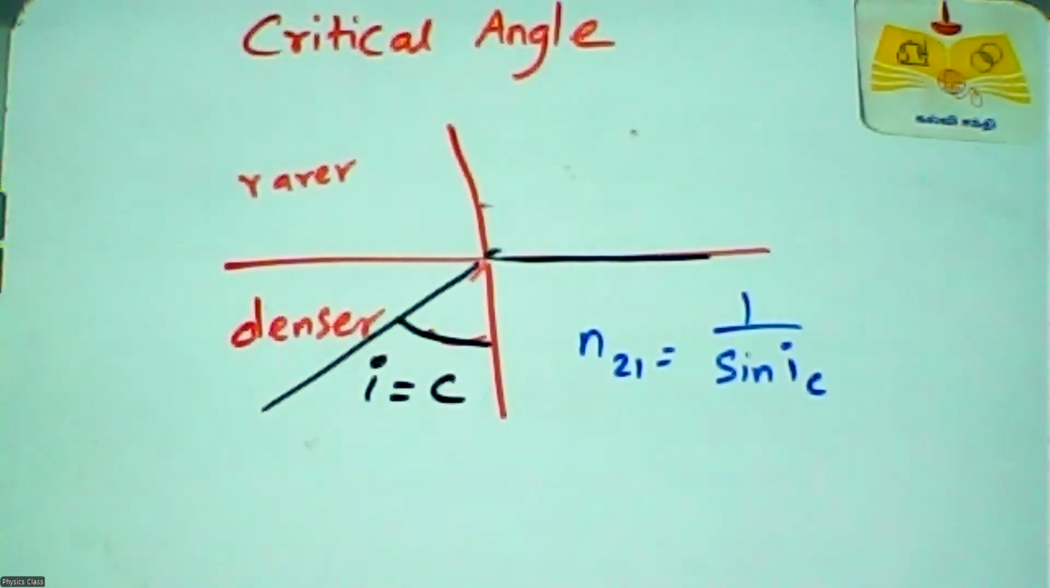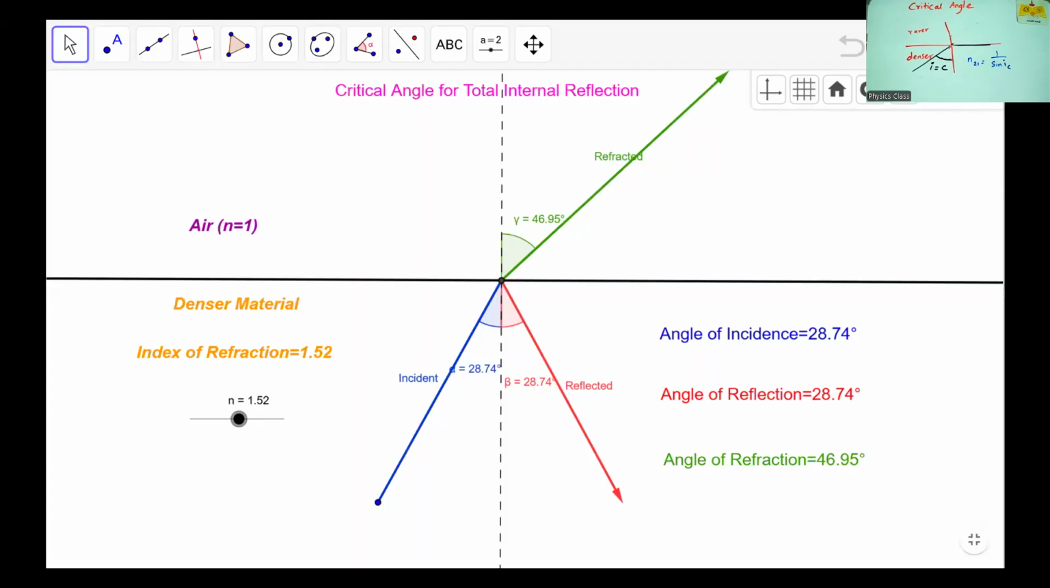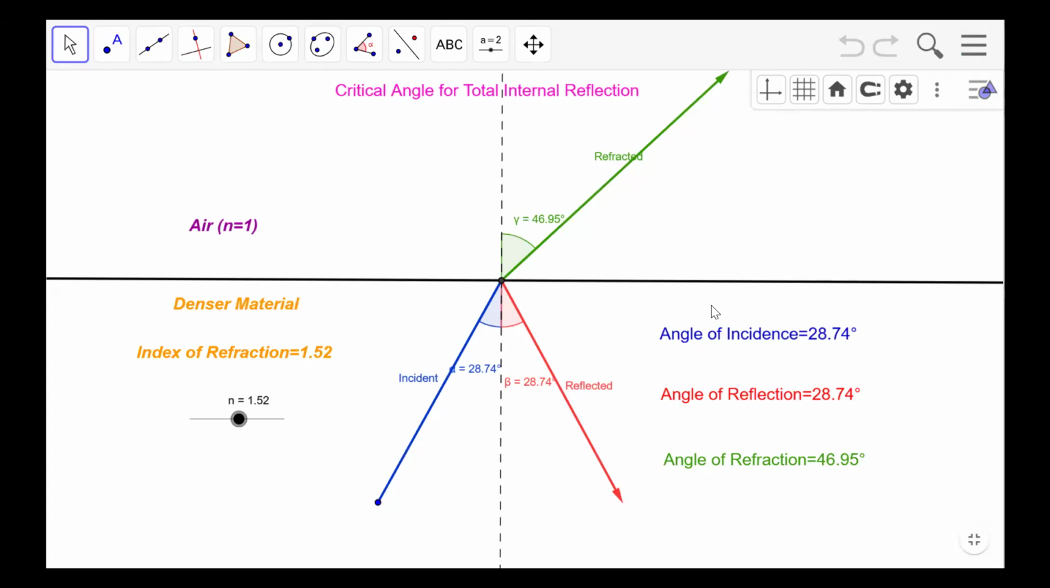I will show you a simulation for this critical angle. So here you can see one simulation. Here, downwards is the denser medium, upwards is the air medium, refractive index n is equal to 1. Already told you, index of refraction means for this denser medium there is a refractive index. So 1.52, we can change it to water, glass, whatever it may be.